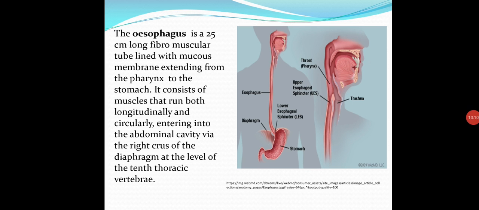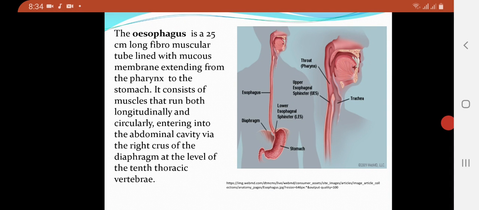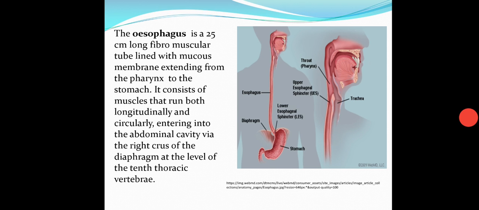The next part of the digestive tract is the esophagus. It is about 25 centimeters long fibromuscular tube which is lined with the mucous membrane extending from pharynx to the stomach. It consists of muscles that run both longitudinally and circularly, entering into the abdominal cavity via the right crus of the diaphragm at the level of the 10th thoracic vertebra.